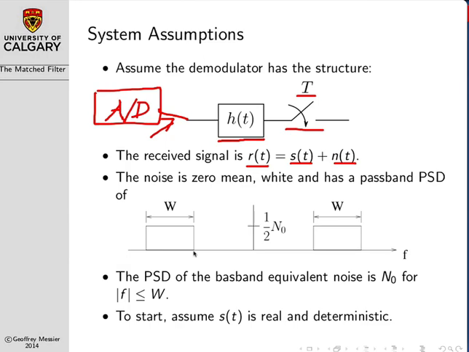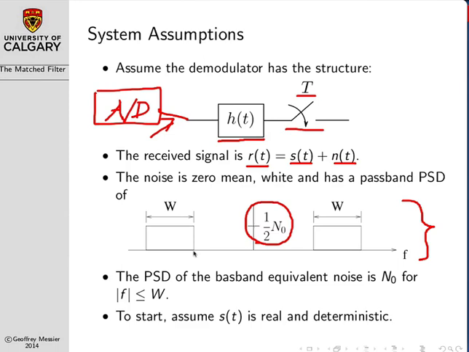Regarding the noise, it is assumed to be zero mean, white, and has a passband power spectral density that looks like this. And so on the y-axis, we assume that the noise is flat over the symbol bandwidth W, and has a y-axis value of 1/2 N naught, which can be considered the energy of the noise.